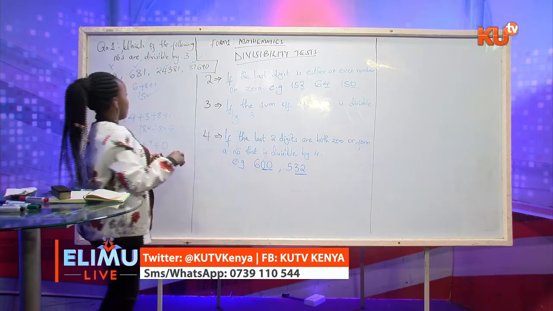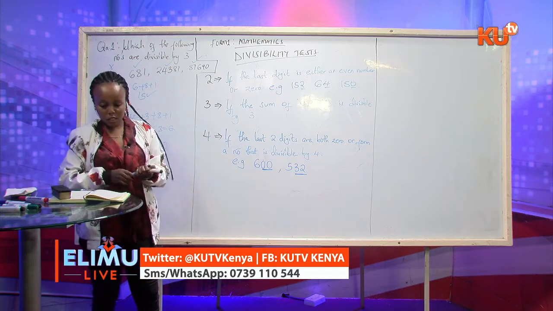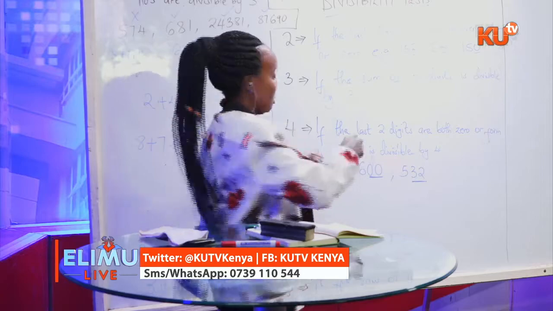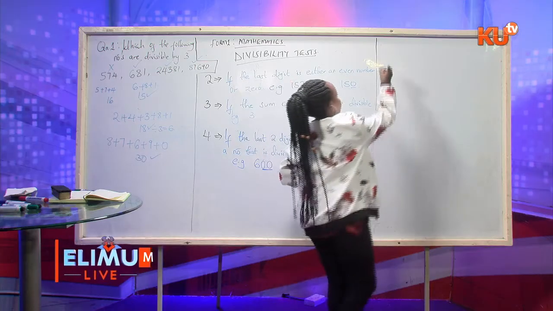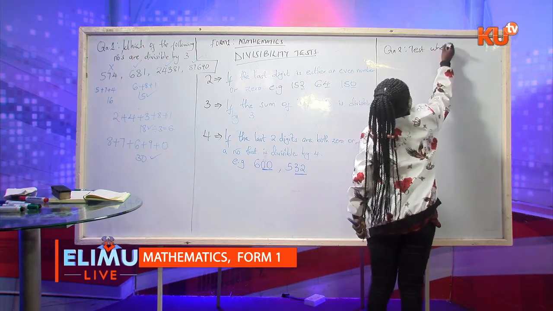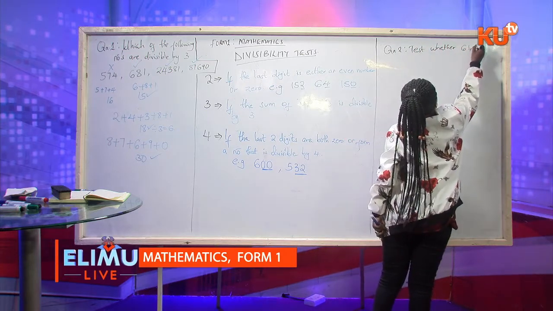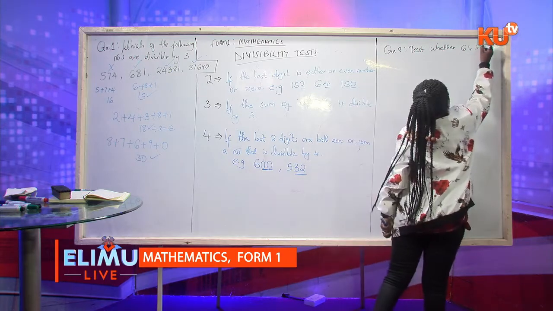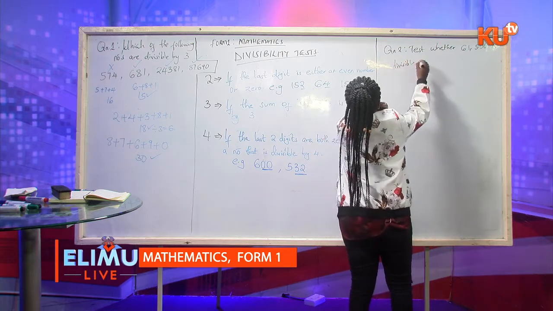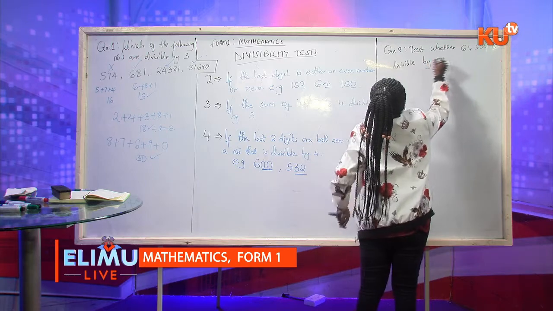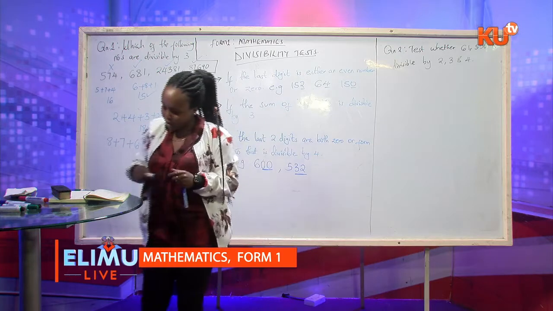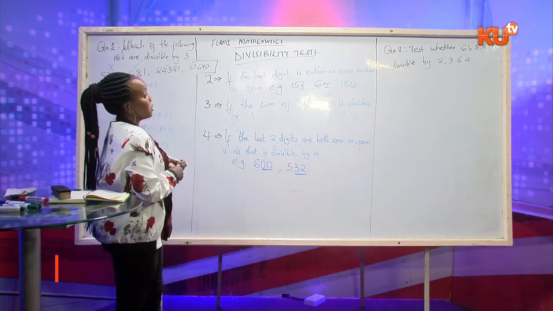We can maybe go through a question. Question 2: test whether 61,500 is divisible by 2, 3, and 4. So we have our question there. We have to test whether 61,500 is divisible by 2, 3, and 4.